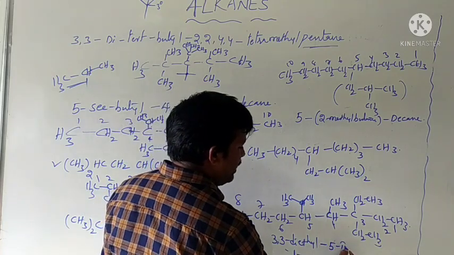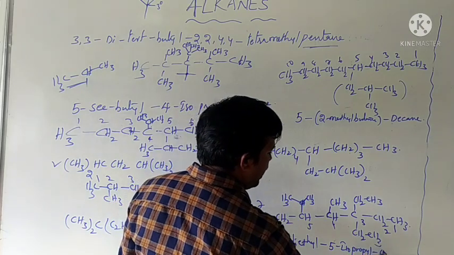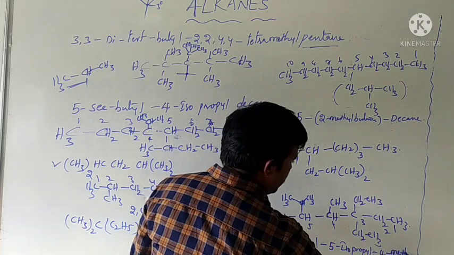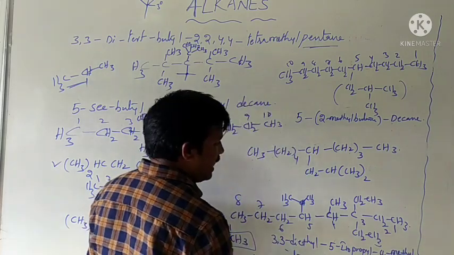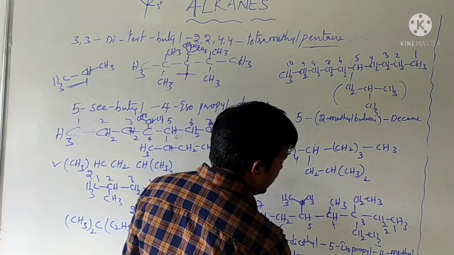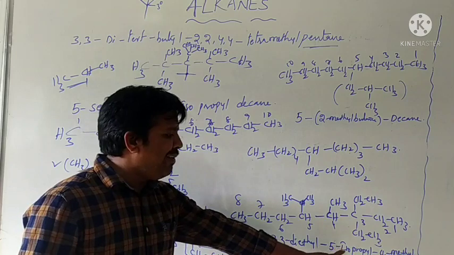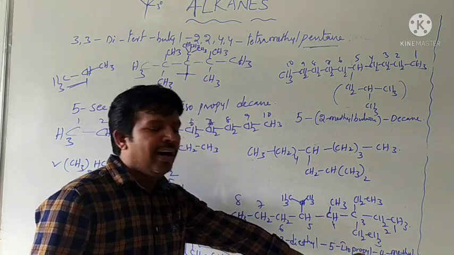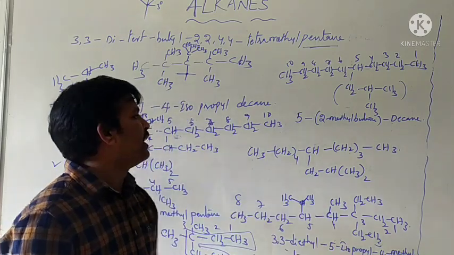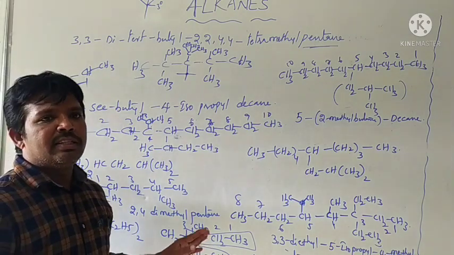Therefore, 5 isopropyl and 4 methyl. How many total number of carbons? 8 carbons. Total number of carbons 8. Therefore, what is that? Octane. 3, 3, diethyl, 5 isopropyl, 4 methyl octane. This is the entire nomenclature which is present in our syllabus.